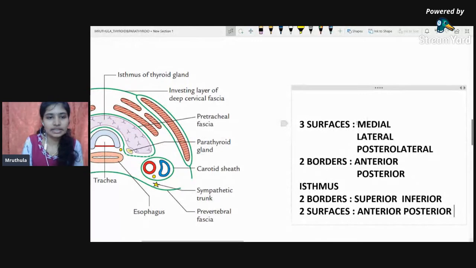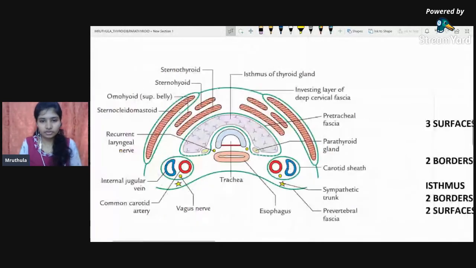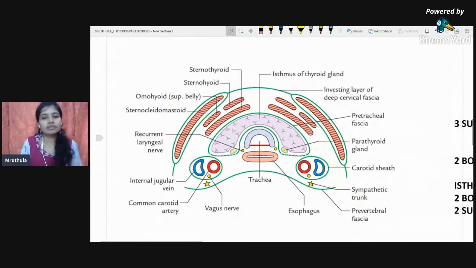Now let us see the relations. The diagram that is shown in front of you is a cross section, a horizontal section of the neck, probably at the level of C6 or C7. So here, what do you see? First of all, the purple one is the thyroid gland, as I mentioned, and those brown colored structures are the muscles, the striped ones. And posteriorly here what you see is something called the carotid sheath, on both the sides.